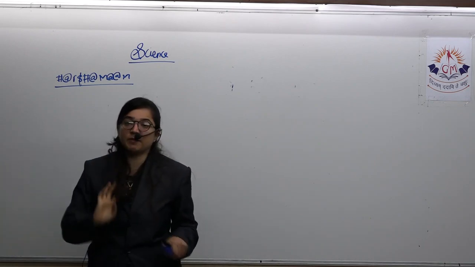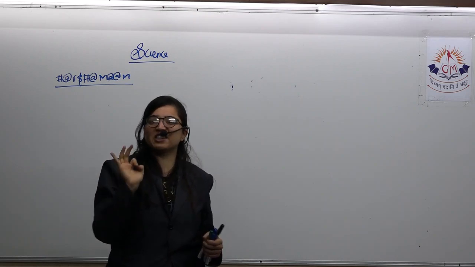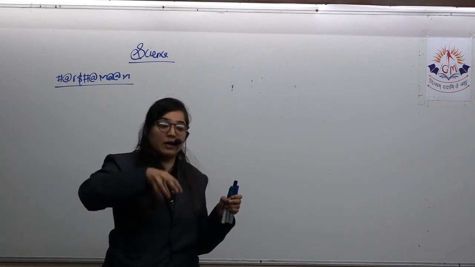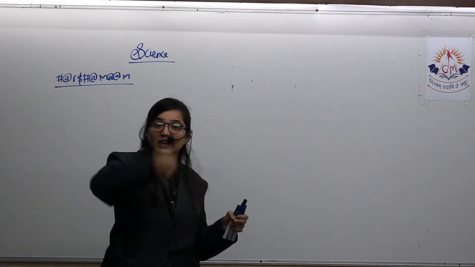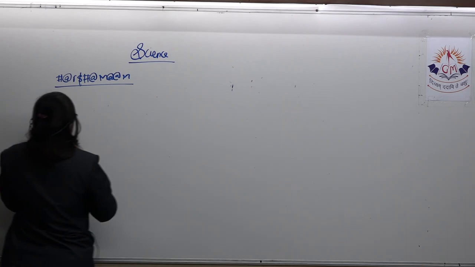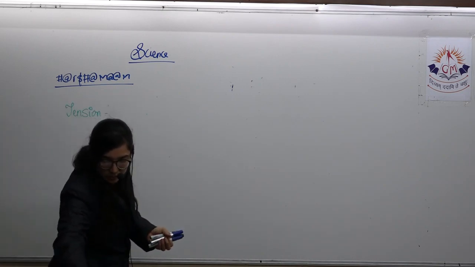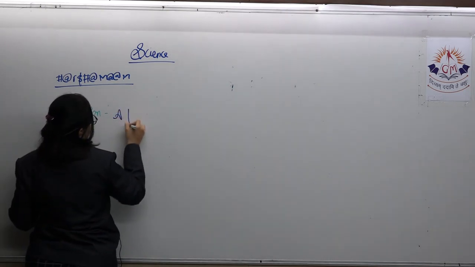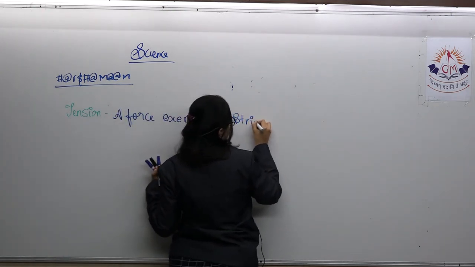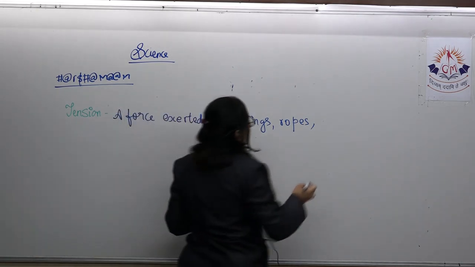Tension is what? It is a force that is exerted by strings, ropes, fibers and cables when they are pulled. When you pull anything, like a string, a wire, or a cable, the force that is generated inside it because of the pressure applied in pulling something, that is tension. It is a force exerted by strings, ropes, fibers, and cables when they are pulled.